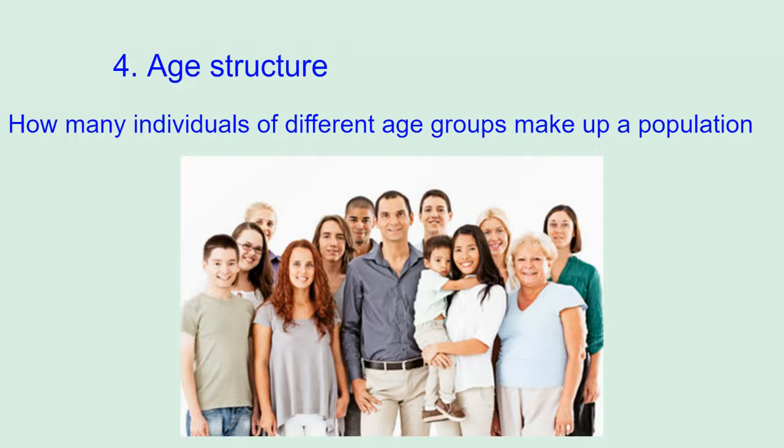But in some populations, there are mostly older organisms and not as many young ones, or there's mostly young ones and not as many old ones. But that age structure, and how many individuals of different age groups make up that population, can determine a lot about what's going on in that population, especially if you think about reproduction and overall survival.